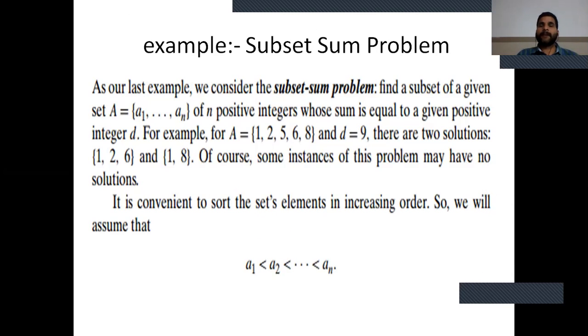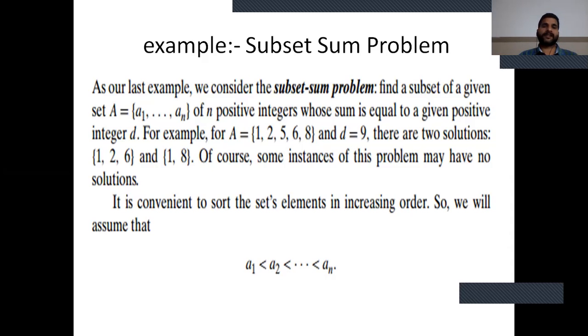Next example of the backtracking approach is the subset sum problem. As our last example, we consider the subset sum problem. Given a set A of n positive integers, find a subset whose sum is equal to a given positive integer D. For example, A equal to the set {1, 2, 5, 6, 8} and D equal to 9. There are two solutions, {1, 2, 6} and {1, 8}. Of course, some instances of this problem may have no solution.